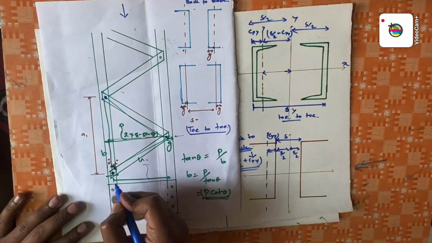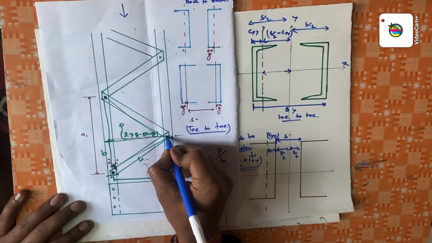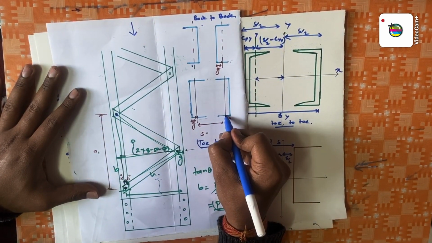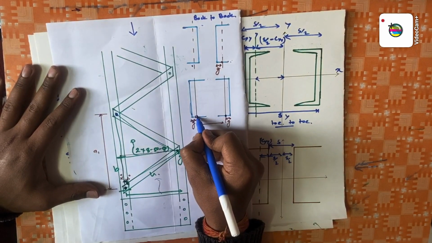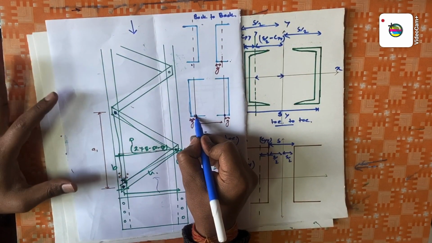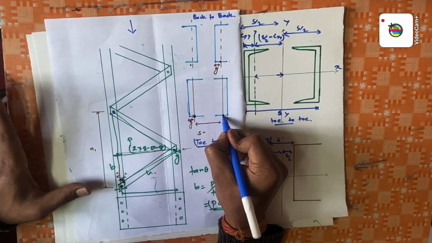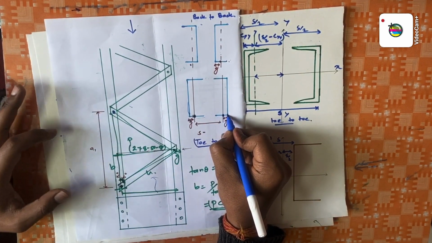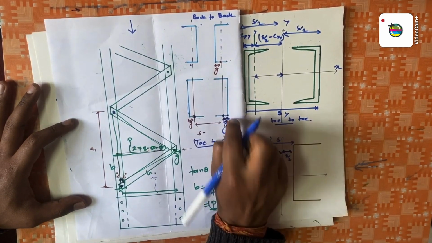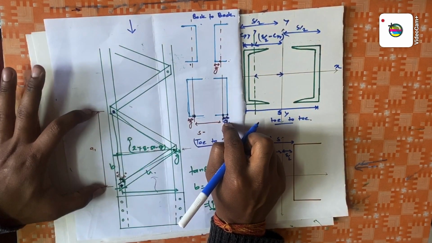You can see this lacing bar is bolted at this point and it is bolted at this point. You can see in the figure, this is the bolted point and this is a bolting point in this channel, and similarly this is a bolting point in the second channel. The distance from the bolting point to the edge of any channel is known as G, which is also known as the gauge distance. Now we have to find out this value, A1.